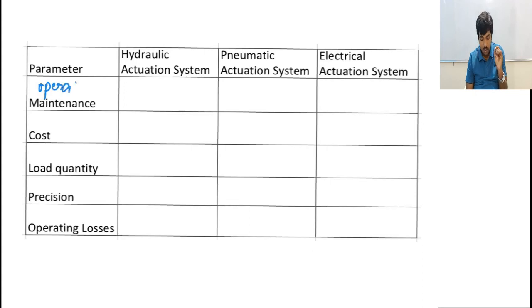Let us say operating maintenance, that means during the operation, when the actuation system is working. Operating maintenance is very high in pneumatic systems, because when you are dealing with air, two things are problematic. First, its temperature can change quickly. It is subjected to changes of temperature. And the second thing is, if you transmit the air for a long distance, then you will face so much difficulty. So very high operational maintenance is required, and slightly less, let me write this as high here.